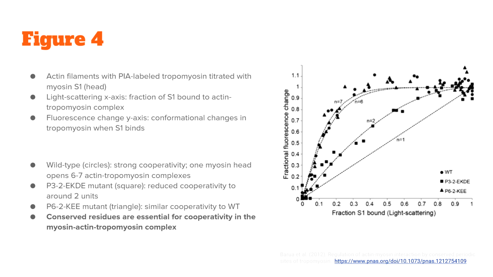Our P32 EKDA mutant, which is shown in the squares, has a reduced cooperativity. It interacts with about 2 actin tropomyosin complexes per myosin head. The P62KEE mutant, which is in the triangles, shows a similar cooperativity to the wild type, but overall we see that these conserved residues are essential for cooperativity in the myosin-actin tropomyosin complex.